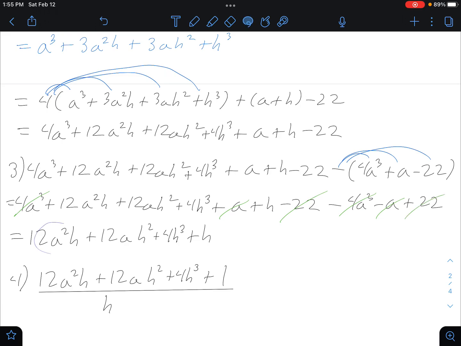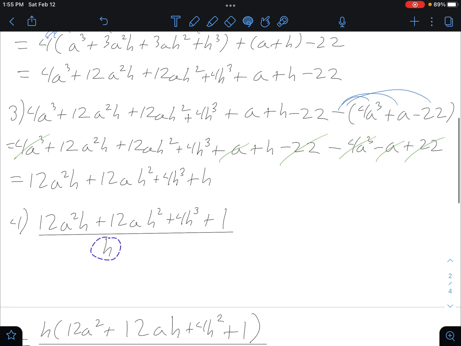So that gives us 12a squared h left plus 12ah squared plus 4h to the third plus h. And that is the numerator of the difference quotient, which is the subtraction part. Now when we combine the whole thing together, the difference quotient is going to have that numerator divided by h. I have a little mistake. I don't know why this is here. This should not be here; this should be a plus h, right?